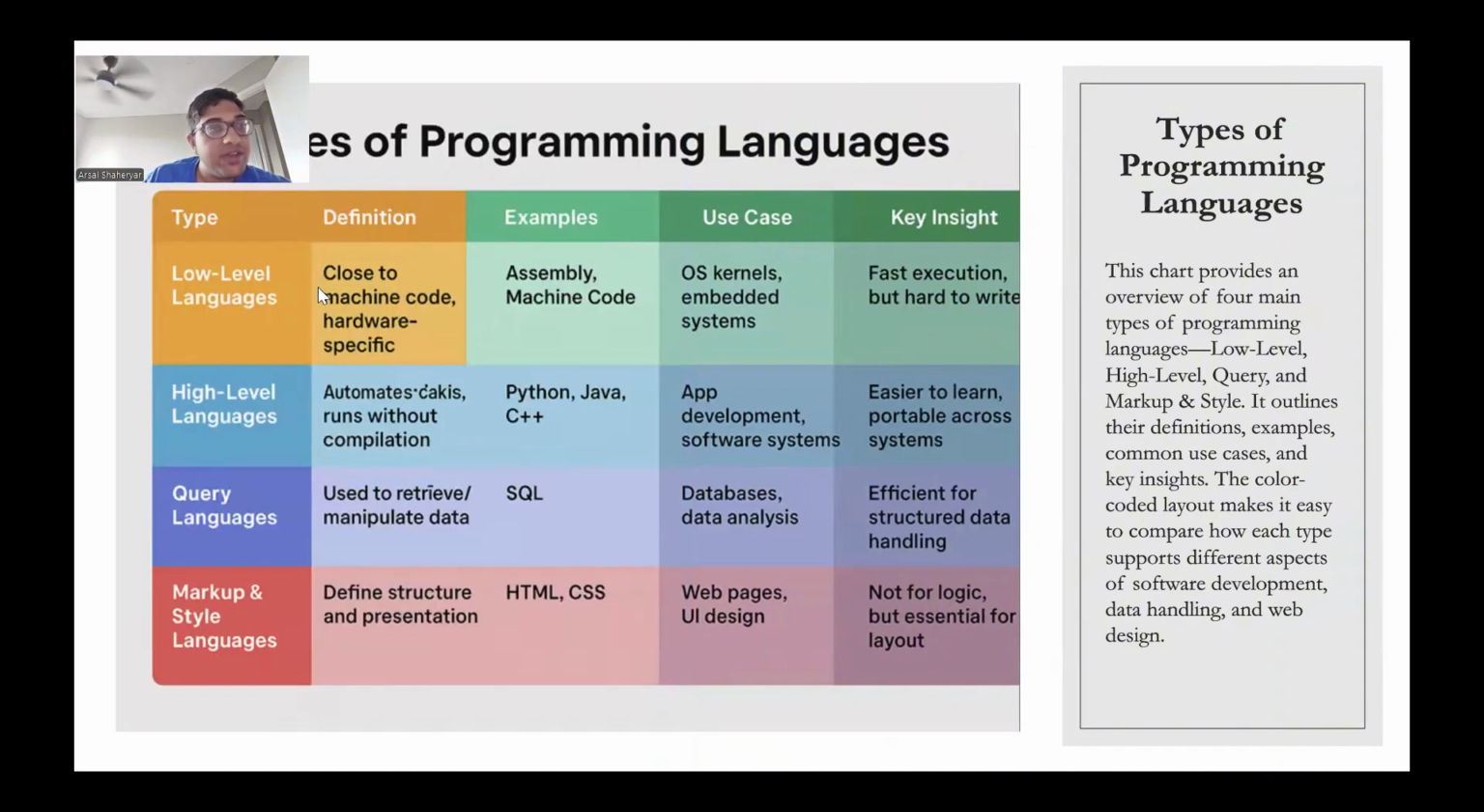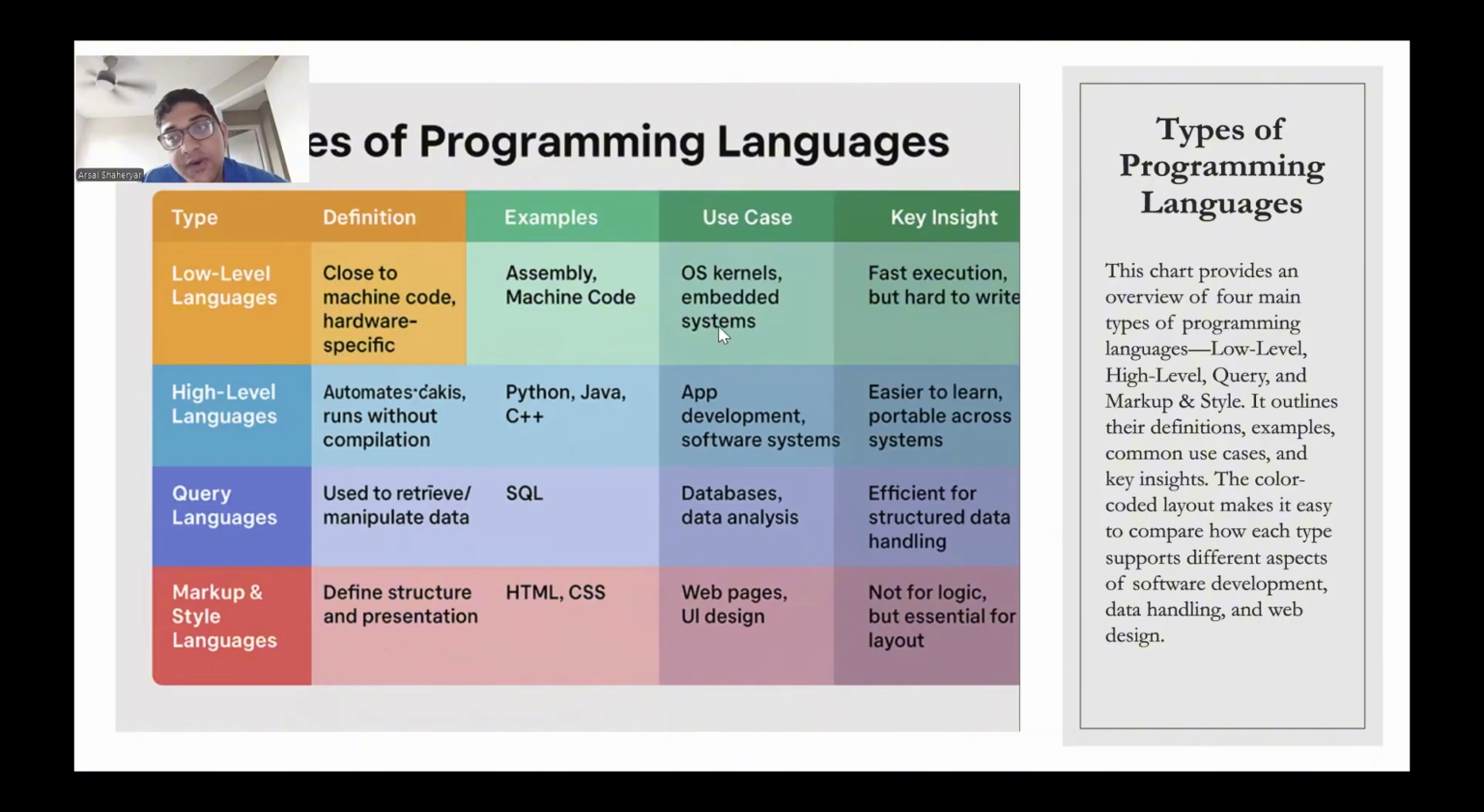The chart on the left has four different types. Low-level languages, which are close to machine code, hardware specific. Some examples they might use low-level languages for are assembly and machine code. High-level automates, runs with a compilation. Query languages used to retrieve and manipulate data. Markup and style languages, which define structure and presentation.